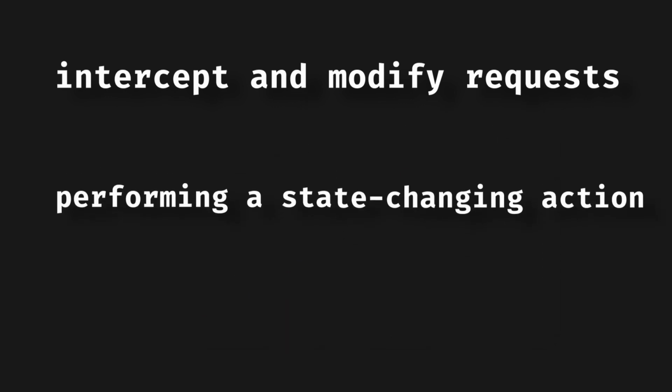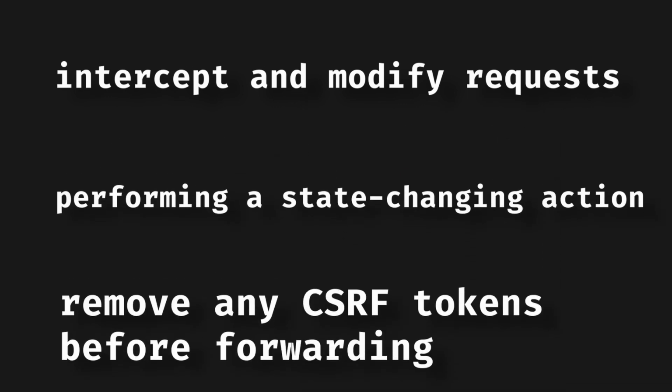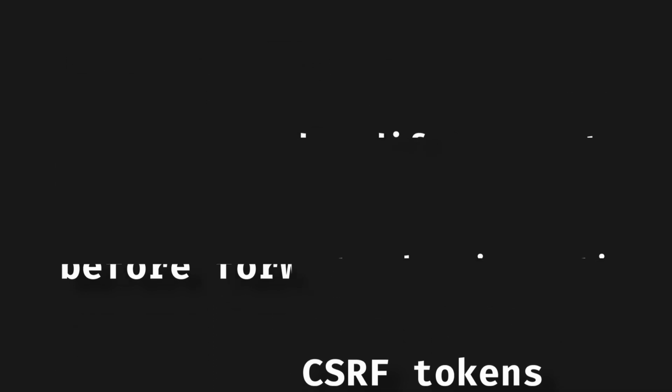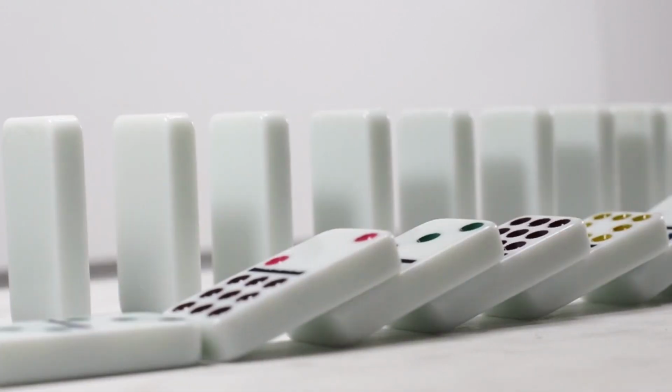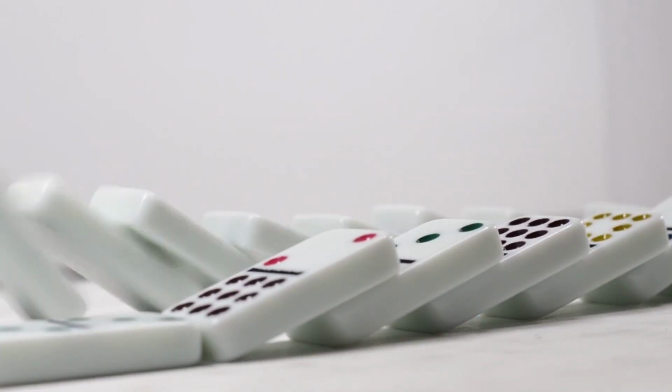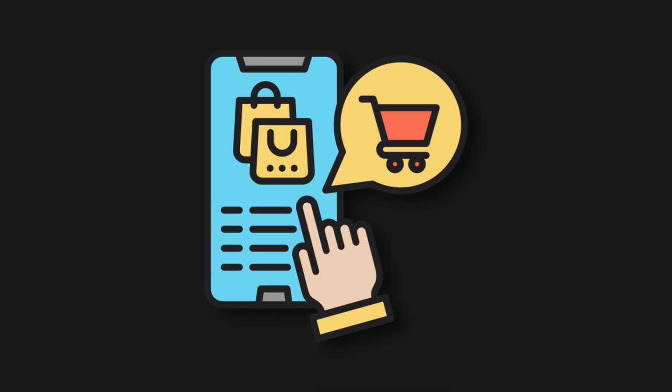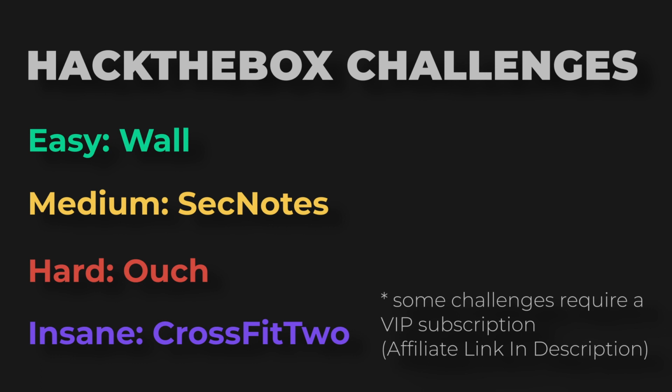Try performing a state-changing action, and when you intercept the request, remove any CSRF tokens before forwarding the request. If the action still completes successfully without the CSRF token, the application may be vulnerable to CSRF attacks. A state-changing request is any request that performs an action instead of just retrieving data. This could be anything from changing a user's email address or password to actions like making a purchase or sending a message. And if you want to practice this vulnerability, check out these Hack the Box challenges.